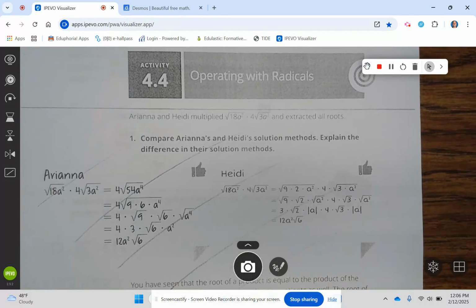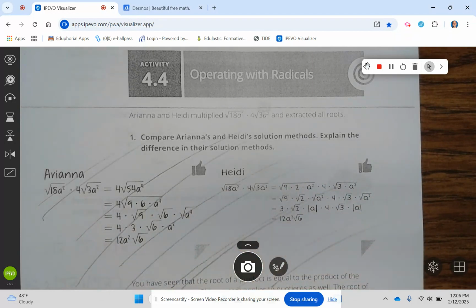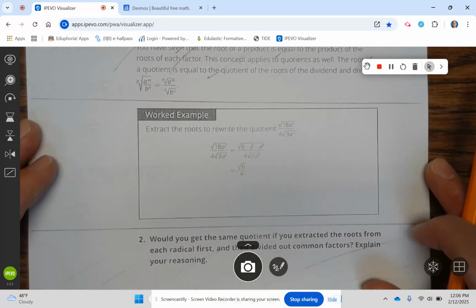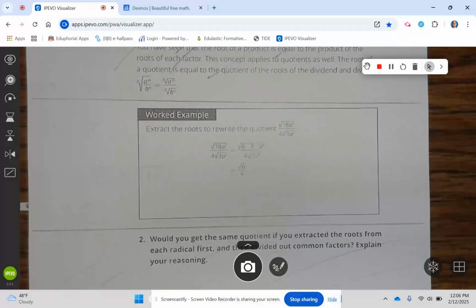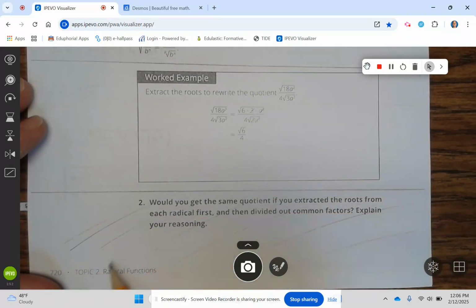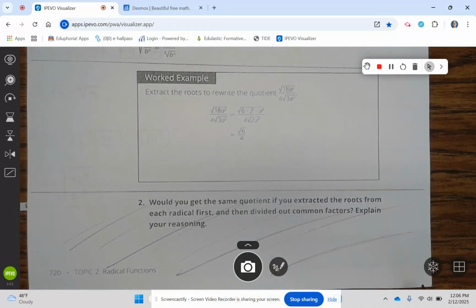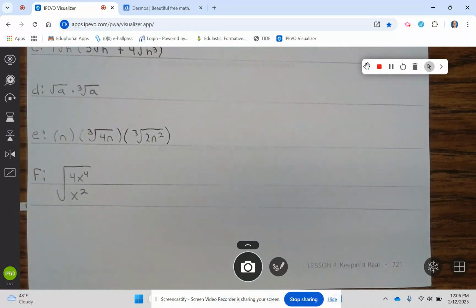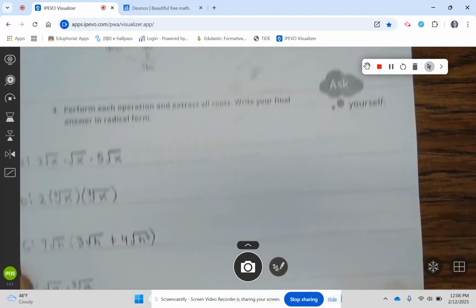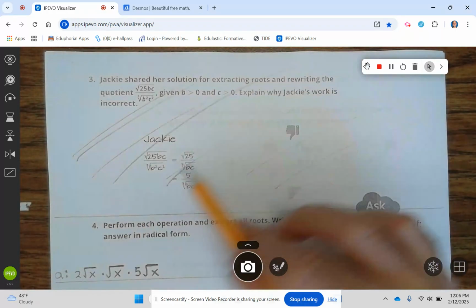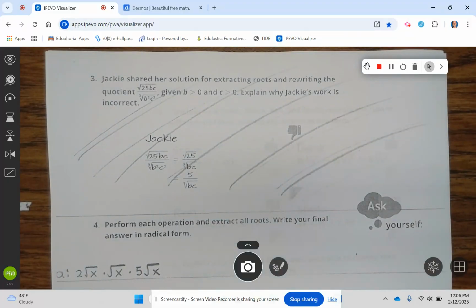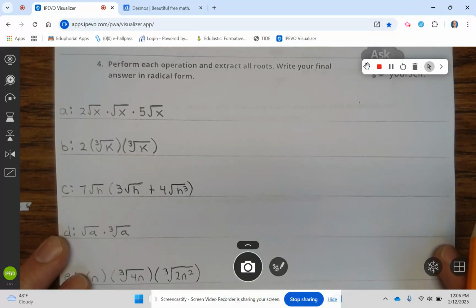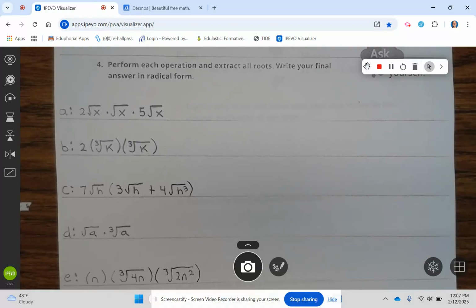Alright, 4.4, operating with radicals. Go ahead and mark out number 1. Go and take a moment to read over the worked example, and then mark out 2. Alright, let's take a look at the next page. Go ahead and mark out 3. Let's take a look at 4. Perform each operation, extract all roots, write your final answer in radical form.